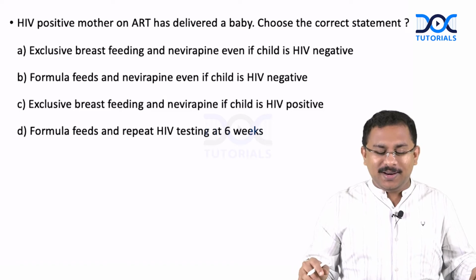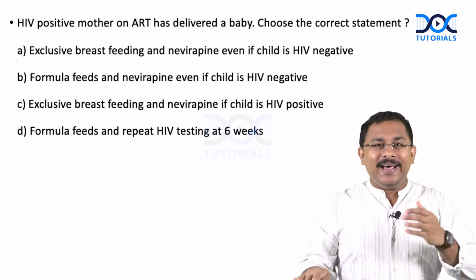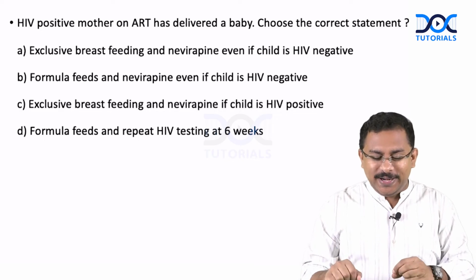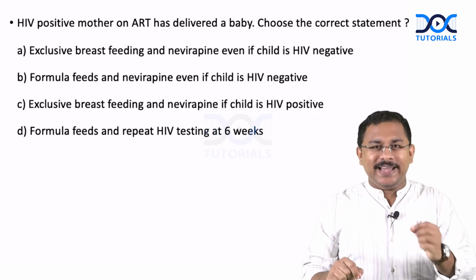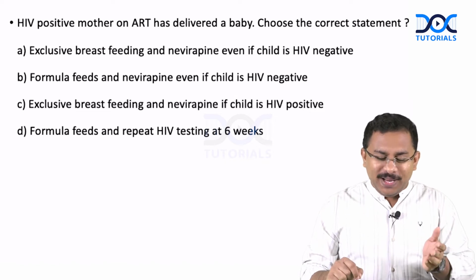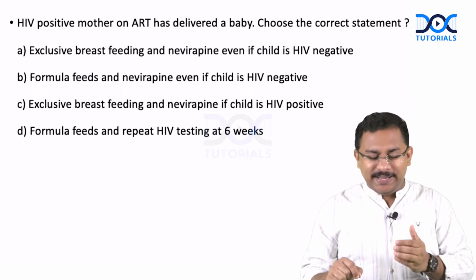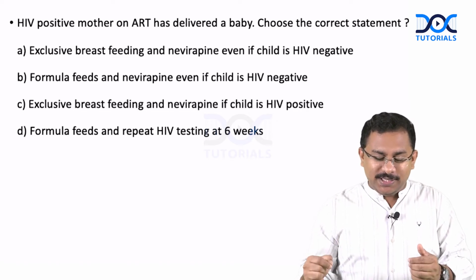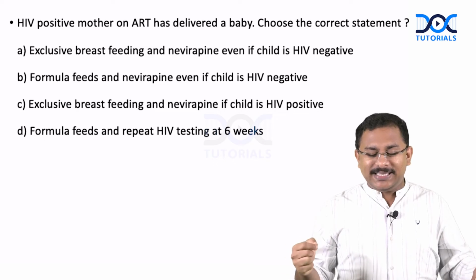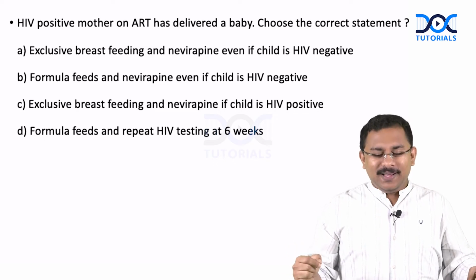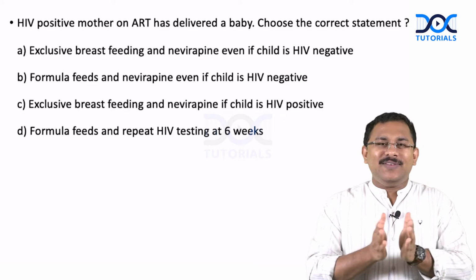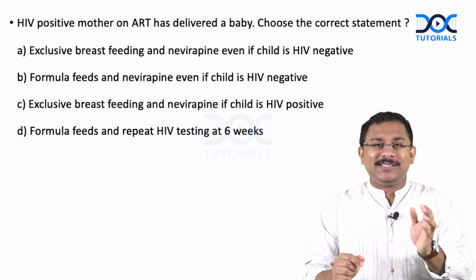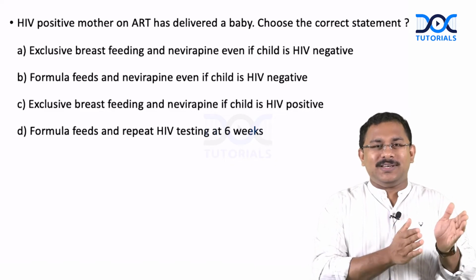All right, then next question. An HIV positive mother on antiretroviral therapy has delivered a baby. Choose the correct statement. Exclusive breastfeeding and nevirapine even if child is HIV negative. Formula feeds and nevirapine even if child is HIV negative. Exclusive breastfeeding and nevirapine if child is HIV positive. Formula feeds and repeat HIV testing at 6 weeks. So this is again a relatively easy question.